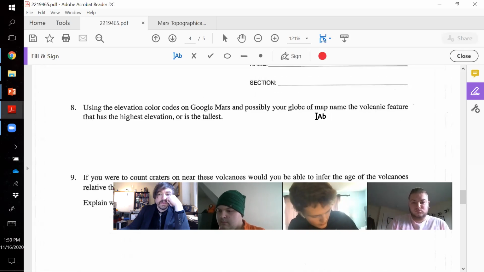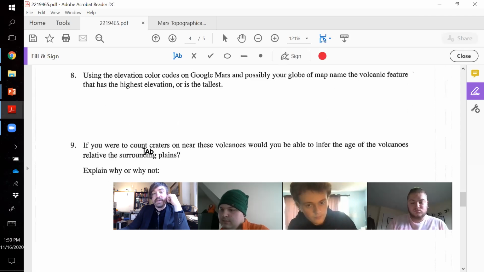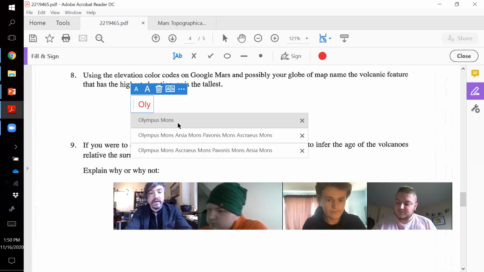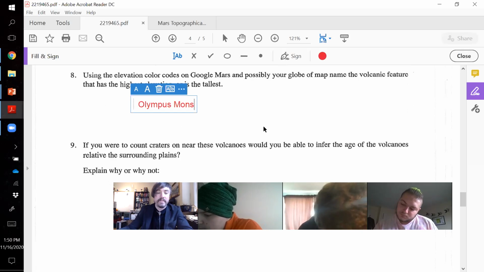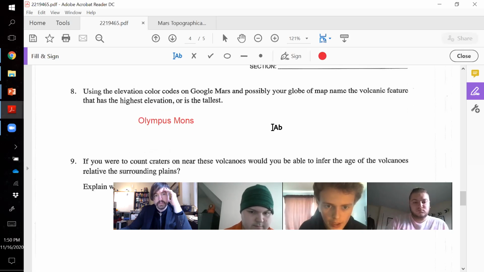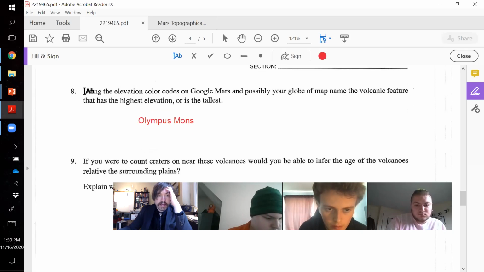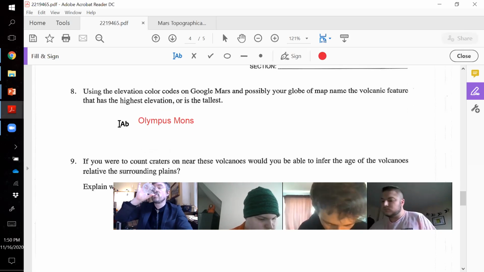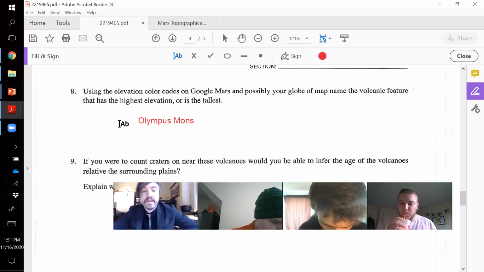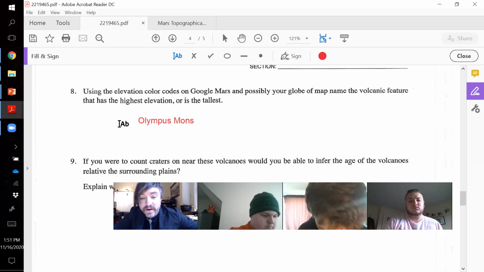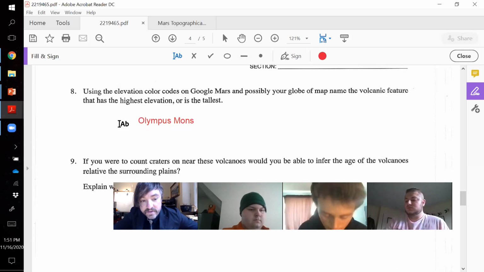Using the color codes, which volcanic feature has the highest elevation or the tallest? Do you guys know which one that is? Olympus Mons. That's right. It's the tallest volcano in the solar system. Oh, I don't have the question written down for 8 or 9. Just write this instead. Write question 8, tallest volcano, question mark. That's 2 words. Tallest volcano? Yeah. And don't worry about writing the question for 9. Just write the answer for 9, okay? I'll know what it is. All right. Save you some time, Andrew.